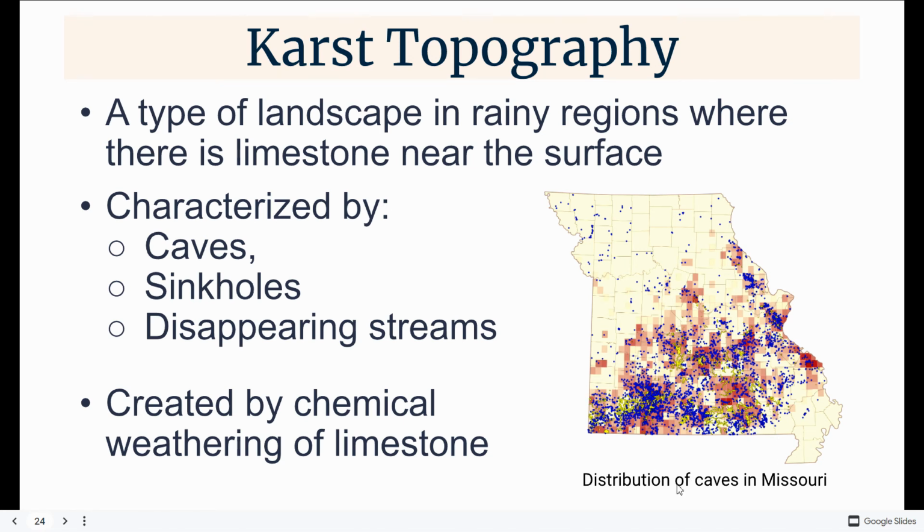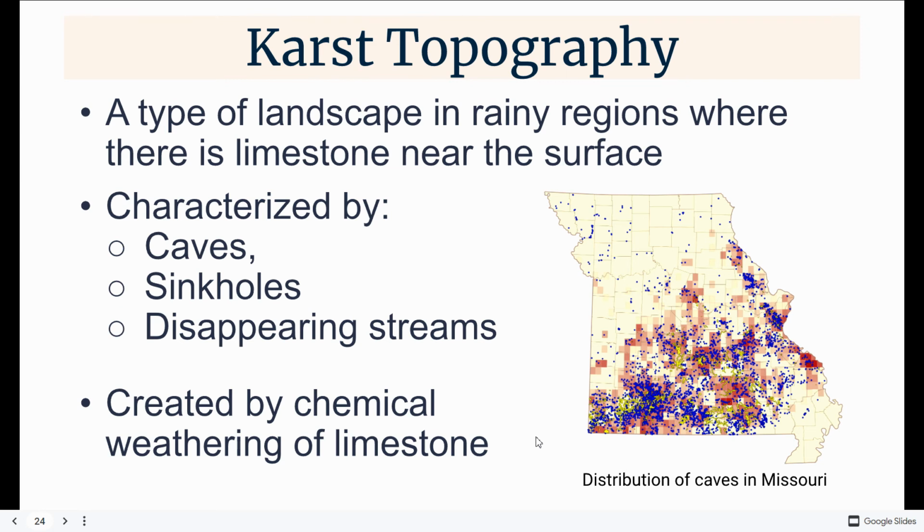Southern Missouri has tons and tons of caves. We have really, really soft limestone and dolomite in this area. Because it is such a soft rock, it's easily chemically weathered away. It dissolves very easily in the carbonic acid. So areas that have this karst topography are characterized by things like caves, sinkholes, and what we call disappearing streams.